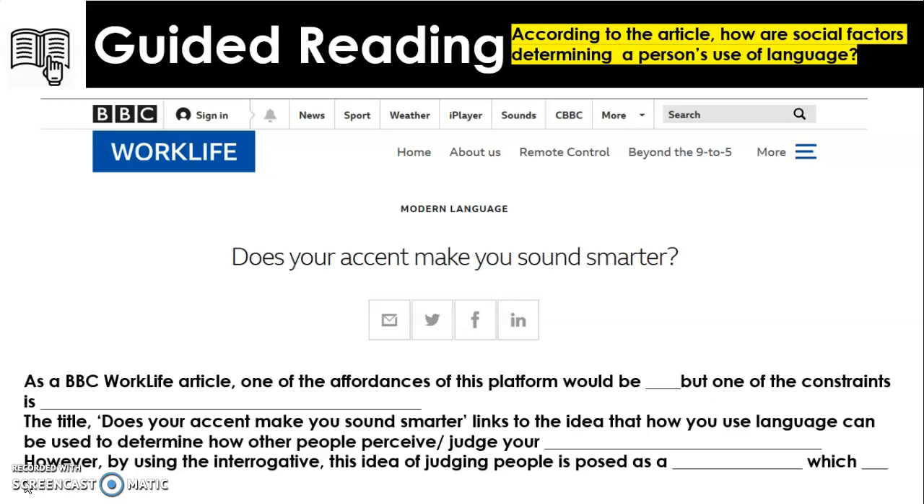Again, we could bring another affordance, another benefit. BBC is a recognized institution. People trust maybe the BBC. They recognize that it's a credible platform for information. So if you're coming to this article and as soon as you see BBC Worklife, one of the affordances would be credibility. We're going to trust it. But one of the constraints is, so what's a holdback? What's a negative of using a BBC Worklife?